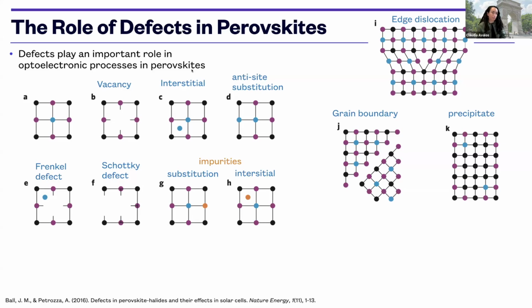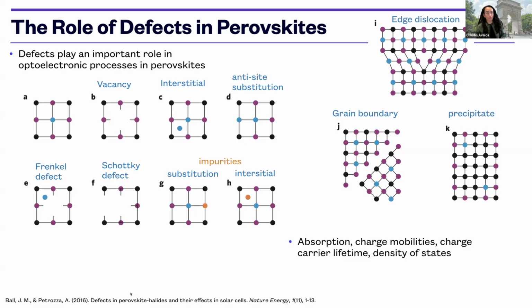You can have a variety of different classes of defects, each of which can also affect the density of states. They can affect the absorption and charge carrier lifetime for the reasons mentioned before, where you can have changes in the recombination behavior. And I thought this was a nice paper where they discuss the classes of defects in perovskite halides, and directly connect them to observations in devices.